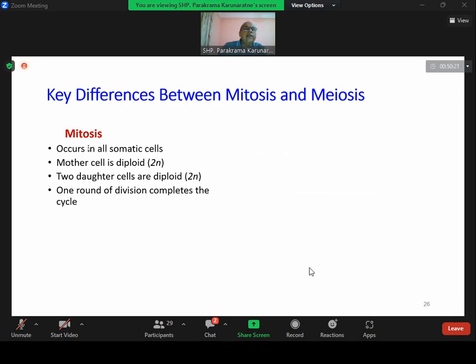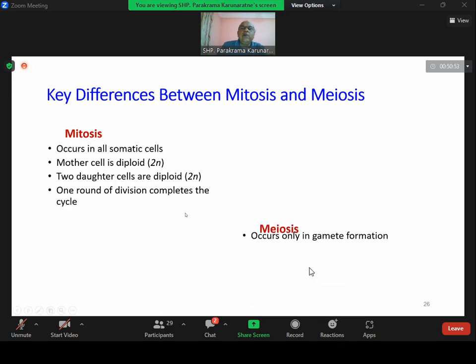Mitosis occurs in all somatic cells. Sperms and ova are called gametes. All the other cells in the body are called somatic cells. Somatic cells are all our body cells, right? It occurs in normal cells. The mother cell is diploid, 2N. Two cells result, and they are also 2N. One round of division completes the cycle.